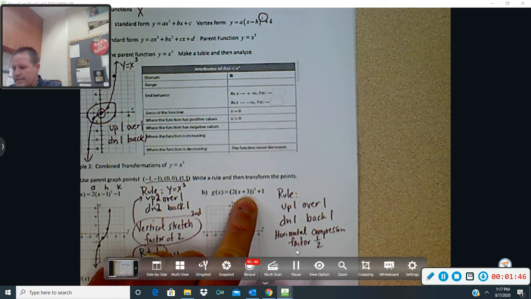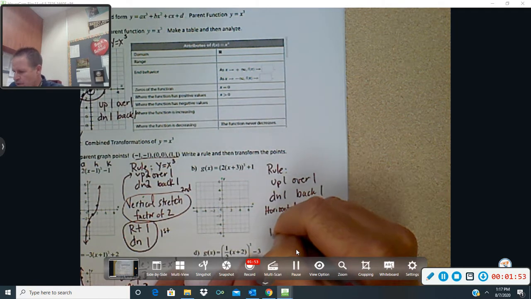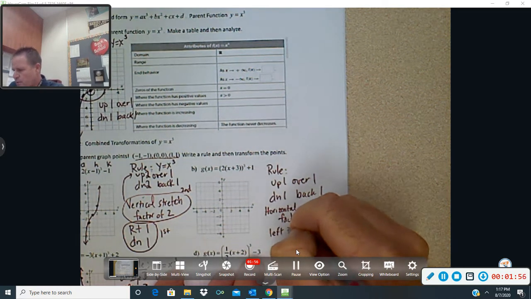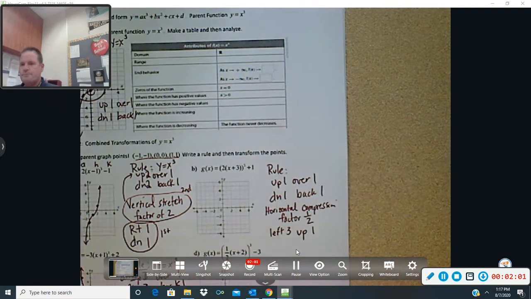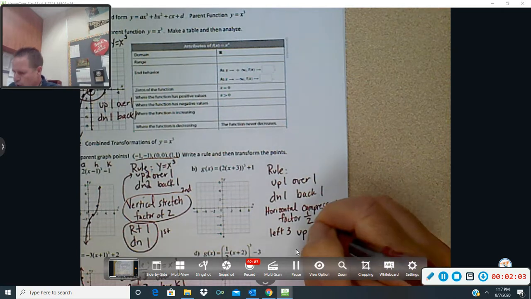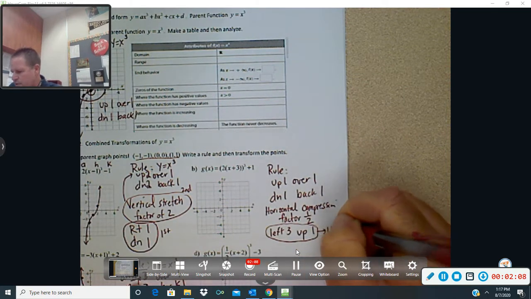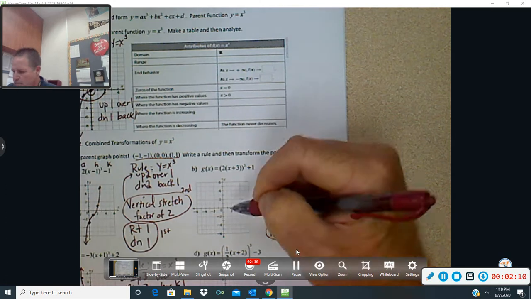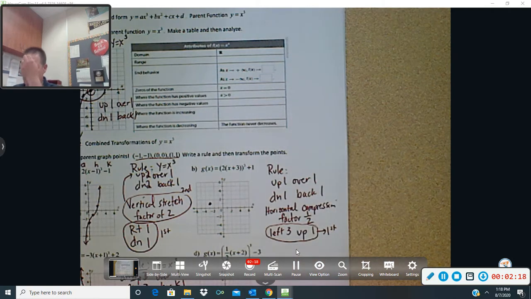The 3 inside, that's an h. We need to know that h moves us left, right. Okay, so a plus 3 is going to move us left 3. And a plus 1 is going to move us up 1. All right, remember, we're going to do this first. That gets us a starting point. Okay, so I'm going to start by going left 1, 2, 3, and then up 1. So left 3 and up 1. That's going to be our starting point.